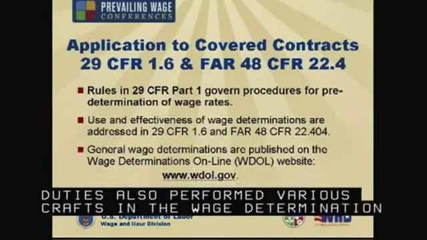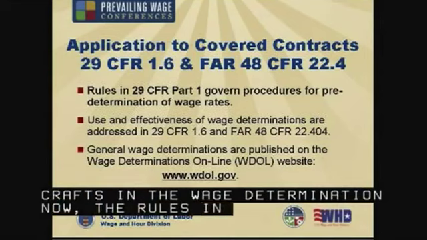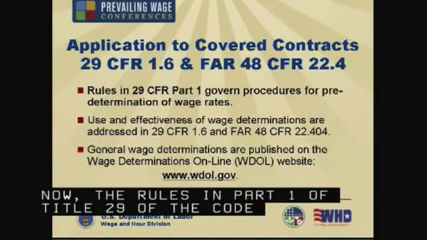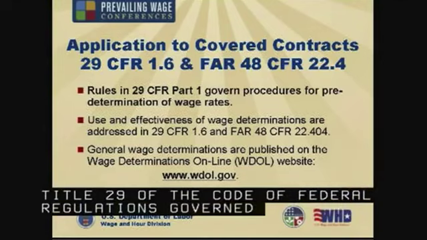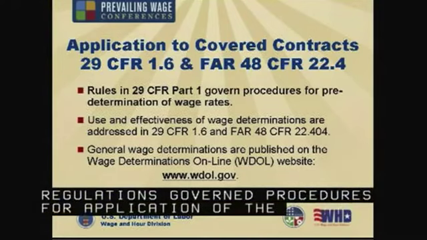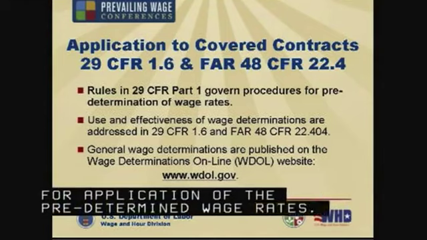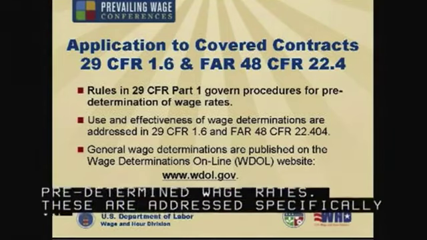Now the rules in Part 1 of Title 29 of the Code of Federal Regulations govern the procedures for application of the predetermined wage rates. These are addressed specifically in those references that are in the slide that you're looking at as well.